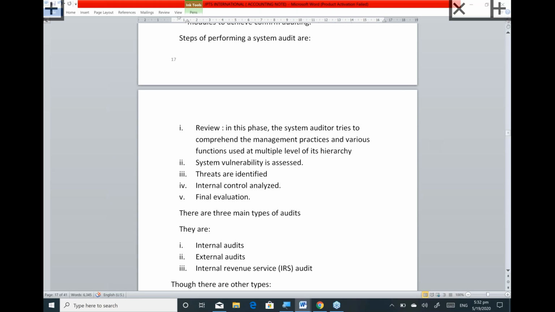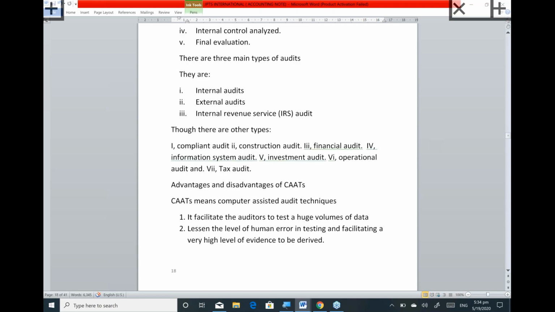Though there are other types of audits: 1, compliance audit, 2, construction audit, 3, financial audit, 4, information system audit, 5, investment audit, 6, operational audit, and then tax audit. If you see all these types, you can see that they can easily fall under the 3 types of audit.